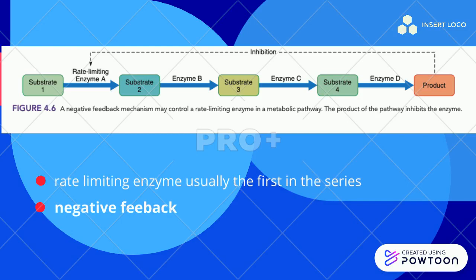This type of feedback is called negative feedback. Negative feedback works in which, when there's a buildup of a product, this product in turn stops the rate-limiting enzyme from synthesizing more product. But when there's a decrease of this product concentration, it activates the rate-limiting enzyme, creating more product.